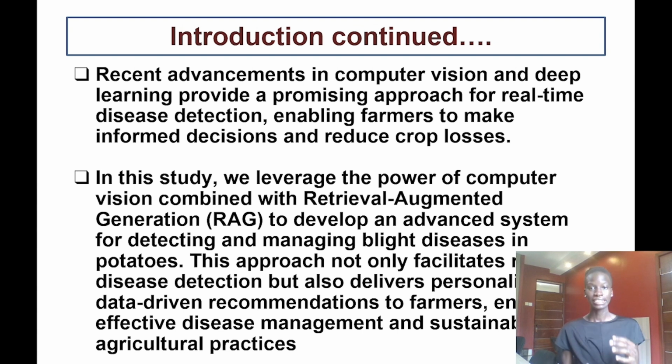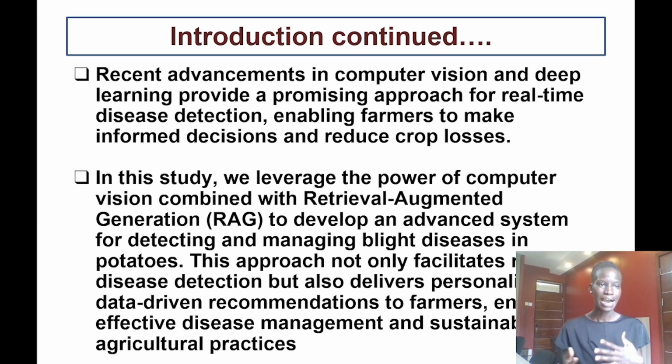Recent advancements in computer vision and deep learning provide a promising approach for real-time disease detection, enabling farmers to make informed decisions and reduce crop losses. In this study, we leverage the power of computer vision combined with retrieval-augmented generation to develop an advanced system for detecting and managing blight diseases in potatoes.